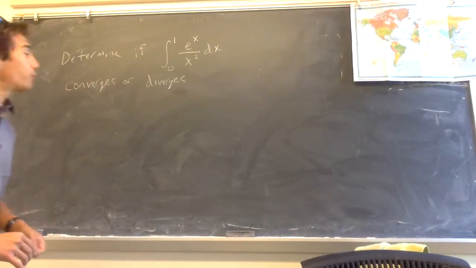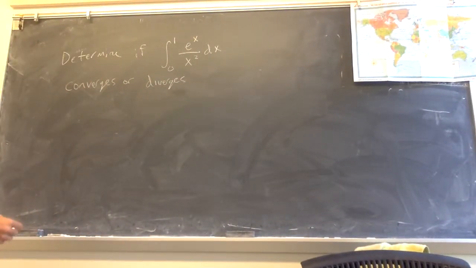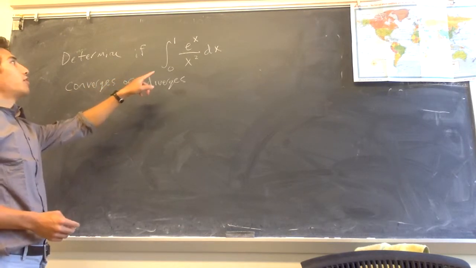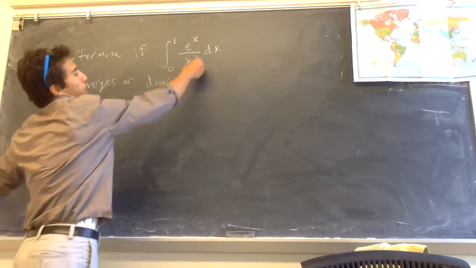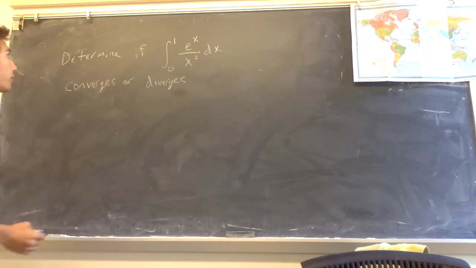Okay, this problem asks for the convergence of an improper integral. So the question is to determine if the integral from 0 to 1 of e to the x over x squared dx converges or diverges. There's a vertical asymptote at x equals 0, so this is an improper integral. And we're going to show that this integral diverges by using the comparison test.